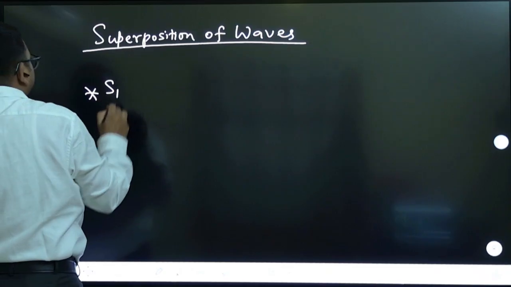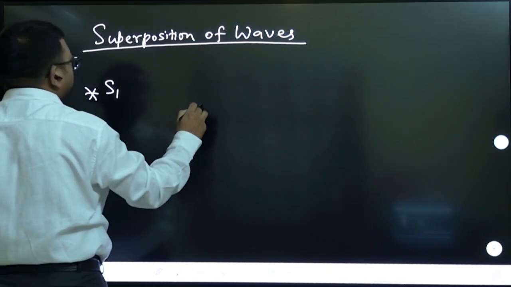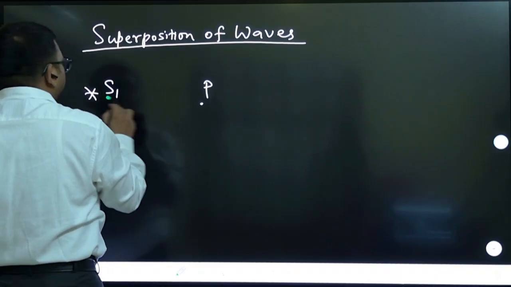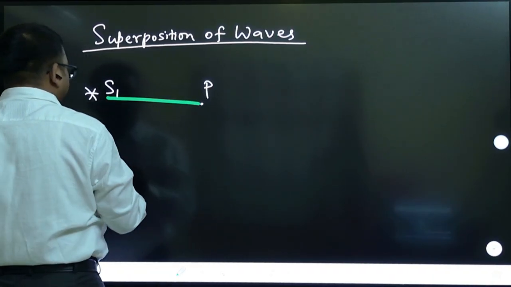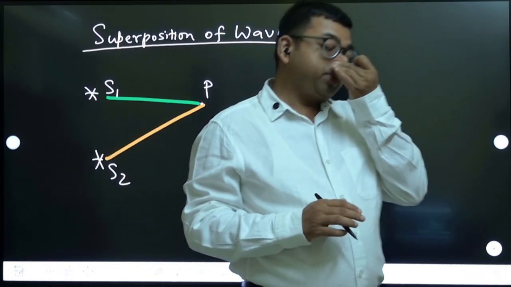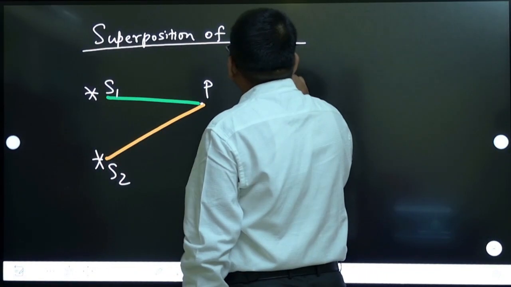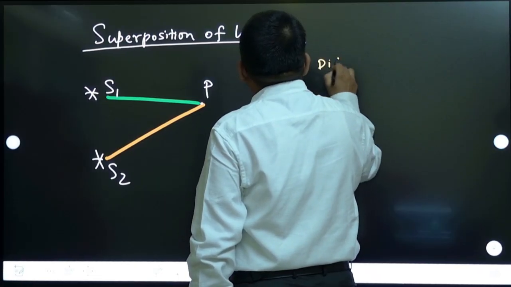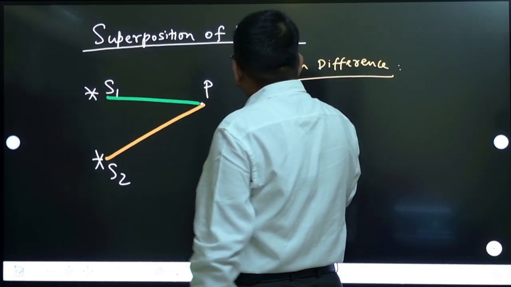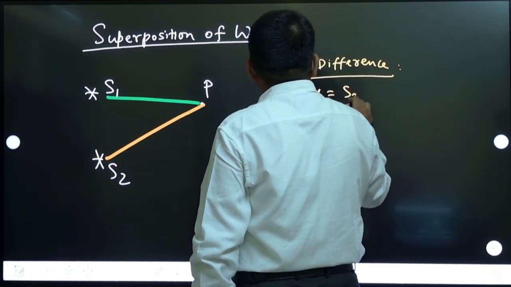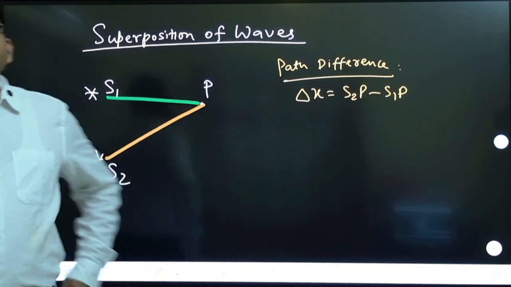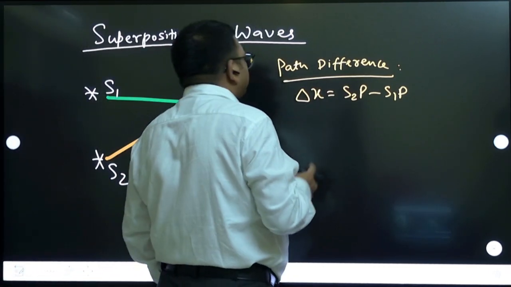Suppose this is a source of wave, and this is another source of wave, and this is a point P. One wave travels from here to here, and the other wave travels from here to here. First of all, we should understand path difference. What is path difference? Path difference, delta x, means S2P minus S1P.